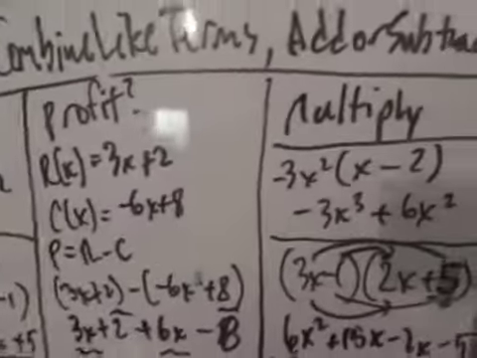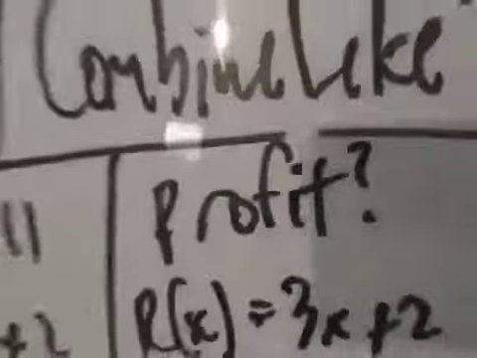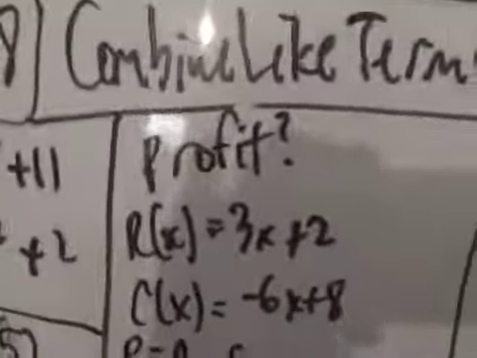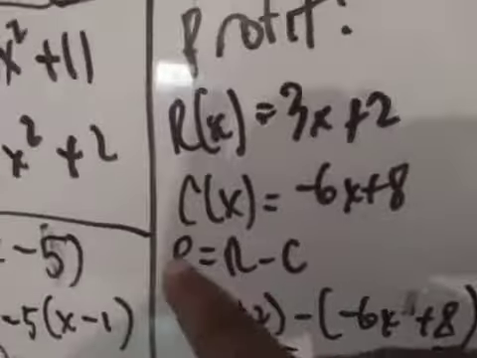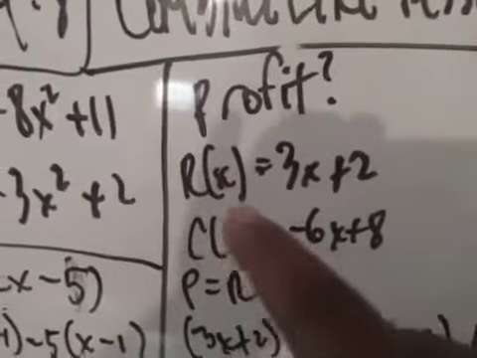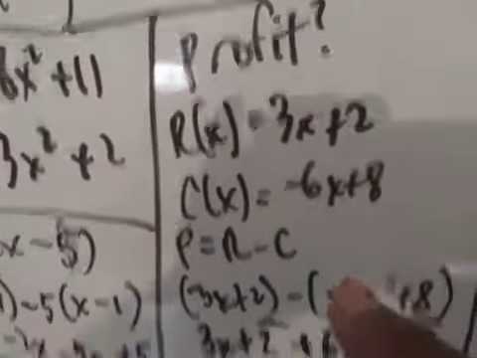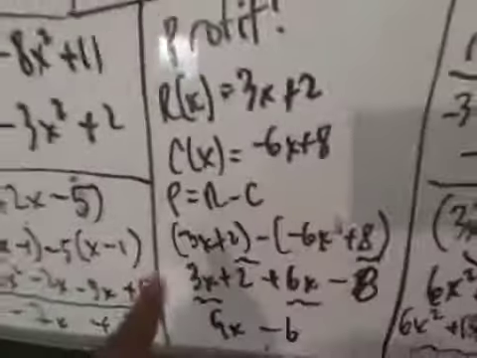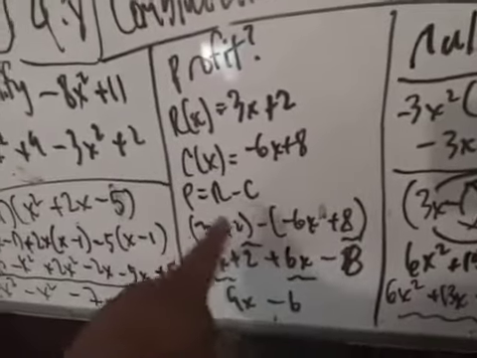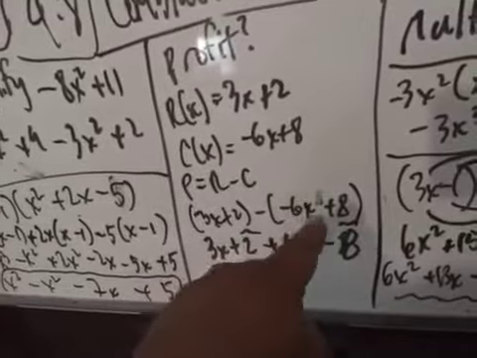Right now, profit. Well, we know the profit equation: profit is always the revenue minus the cost, right? Profit is always the revenue minus the cost. So it'll be the revenue function minus the cost function. So basically it's this minus this, as you see right here. So 3x plus 2 in parentheses minus 6x plus.